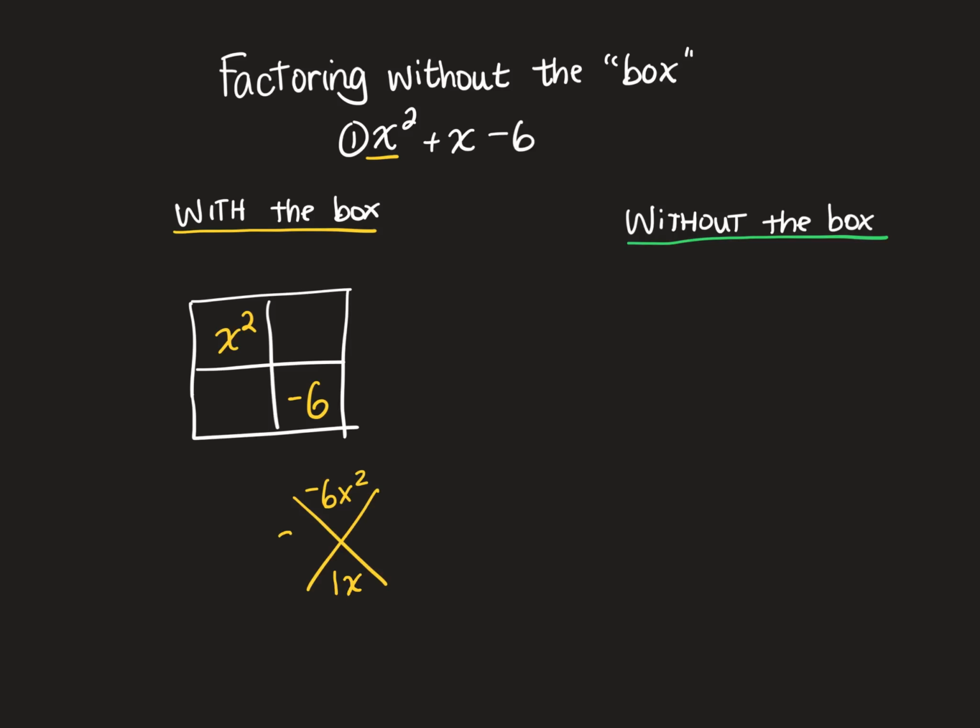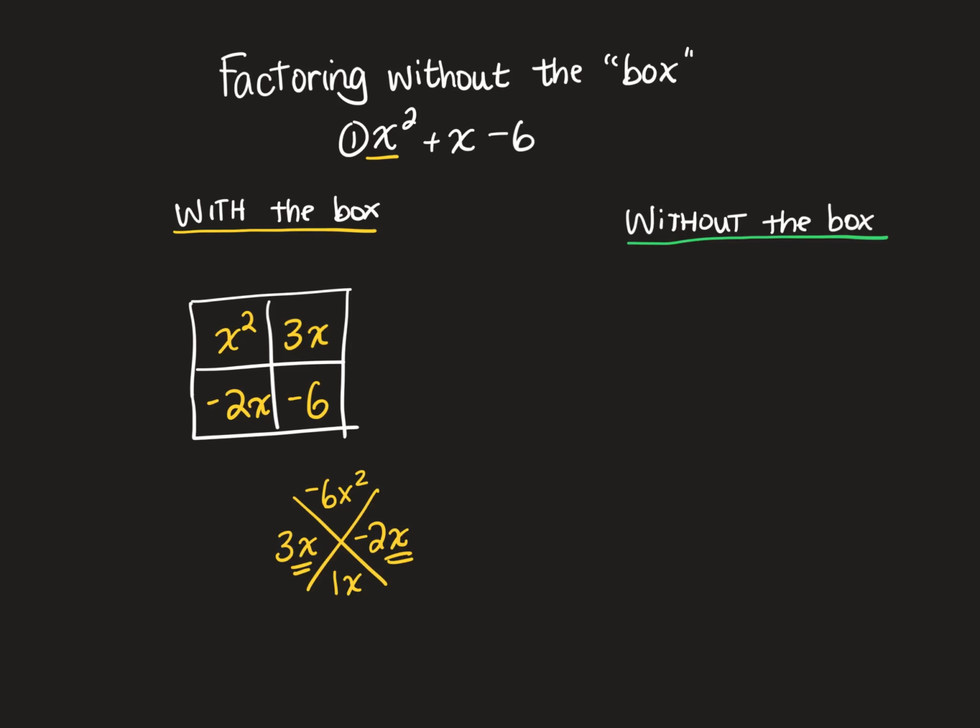Most of you would be able to figure out that's 3x and negative 2x. When I multiply them, I get negative 6x squared. When I add them, I get 1x. We take these two numbers that we just found in our diamond game and write them in the box. So we'd have 3x and minus 2x. And then from there, we could factor.